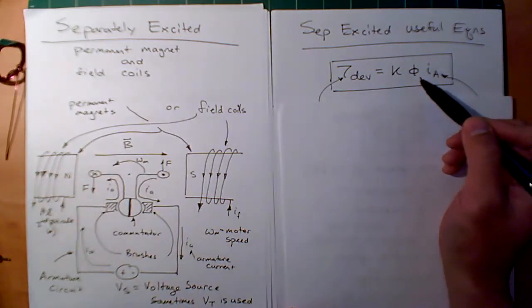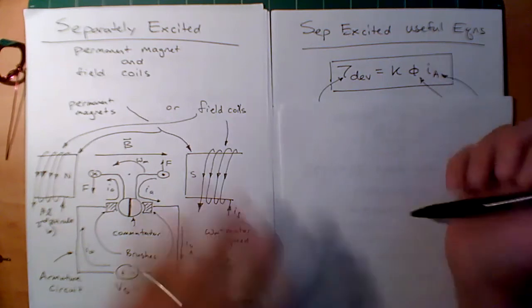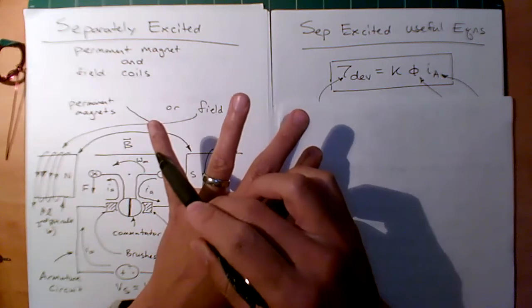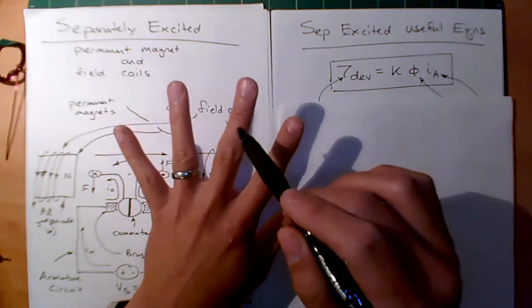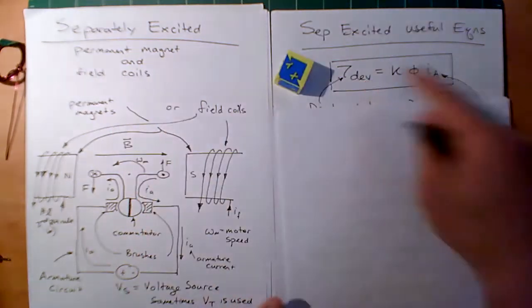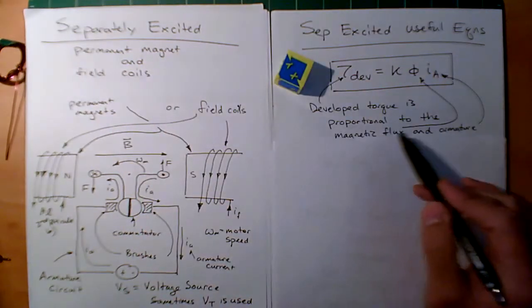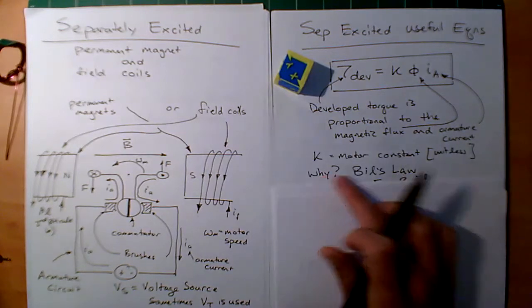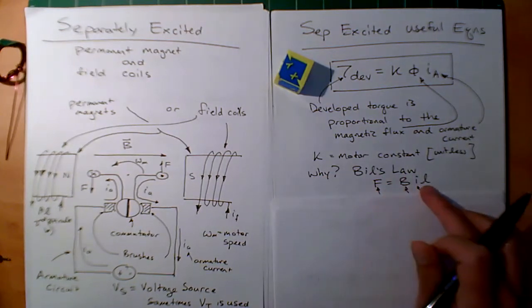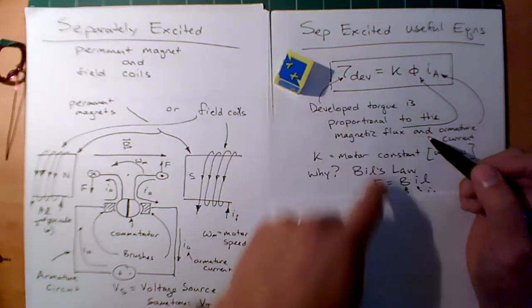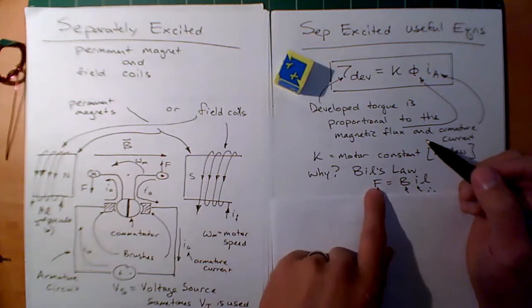All right, but where does this come from? Remember the flux density, the definition of flux? We had the Lorentz force. That's the one that creates this, right? The developed torque is proportional to the magnetic flux and armature current. So why Bill's law? Remember Bill's law, F equals BIL? Well, force is directly related to torque. You just need to get that lever arm, right?